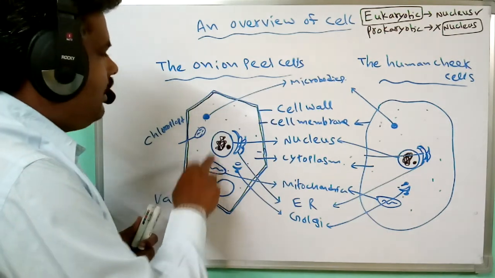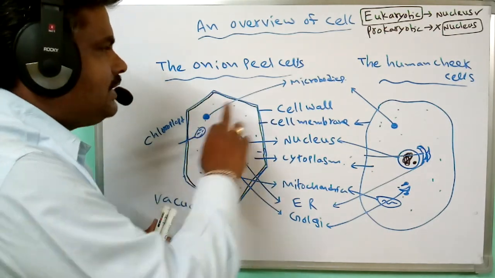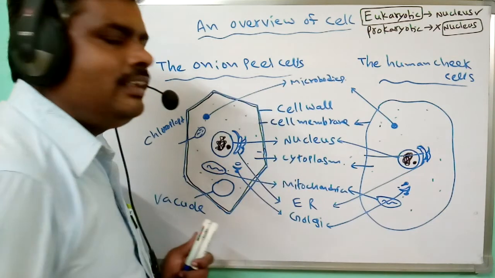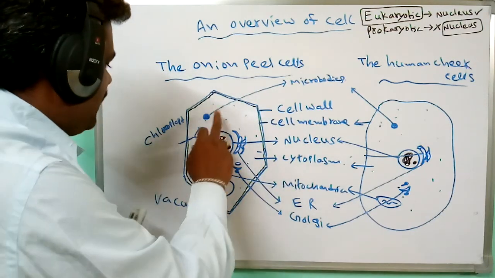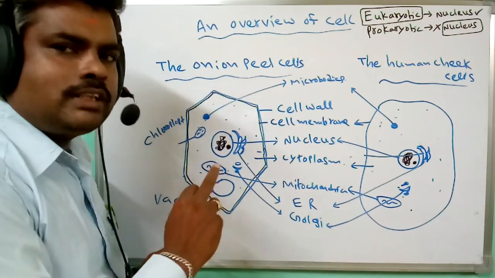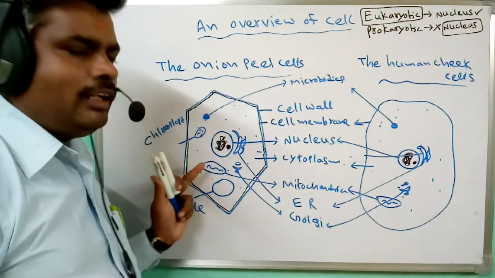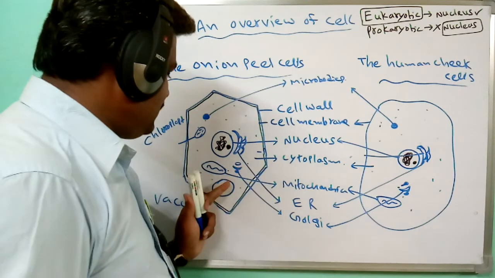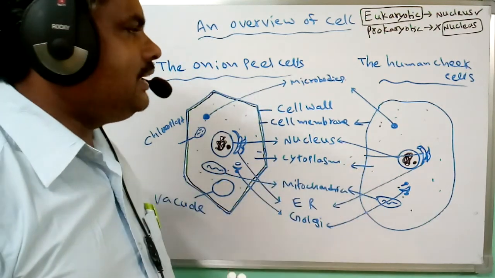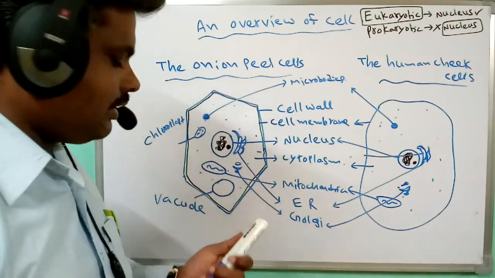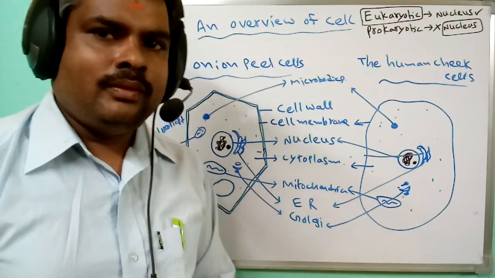mitochondria, and microbodies are present in the eukaryotic cells, especially in the plant cells. Two more structures, the chloroplast and vacuoles, are also present in the plant cells. In animal cells, the chloroplast and vacuoles are not present.